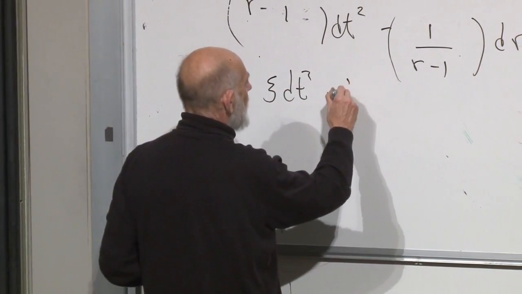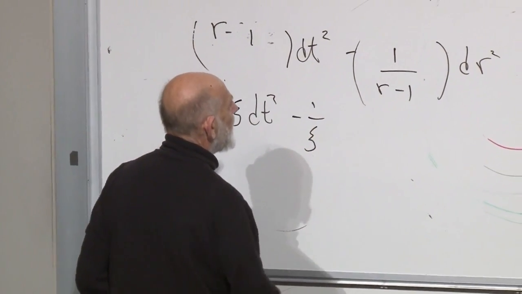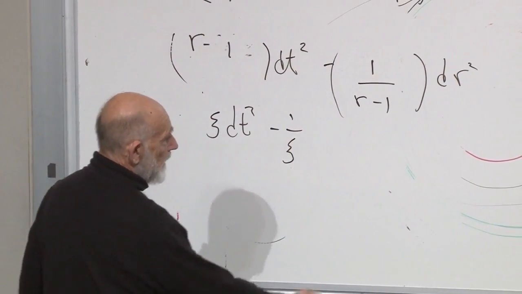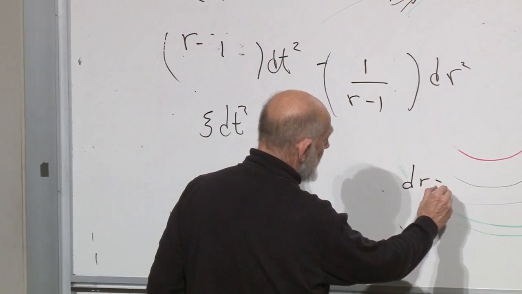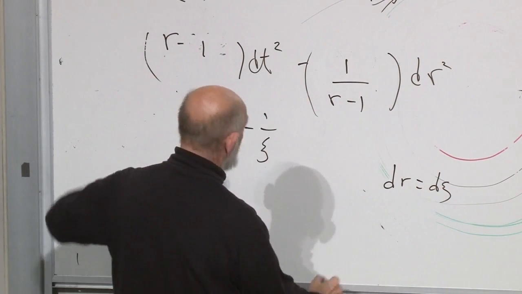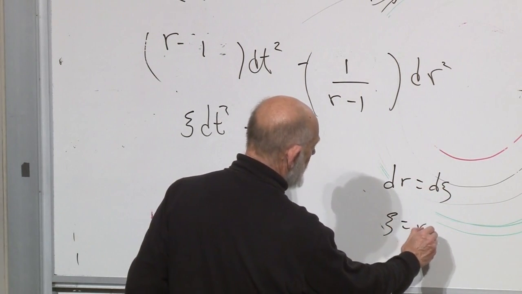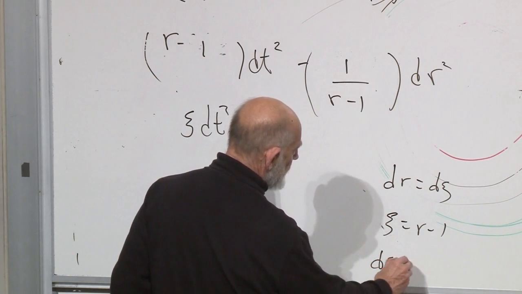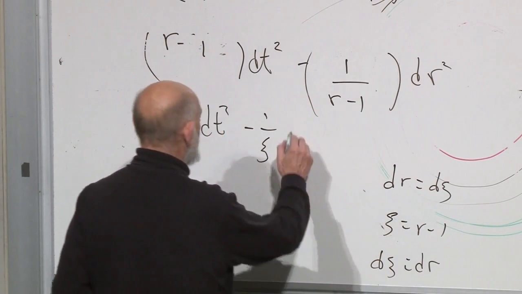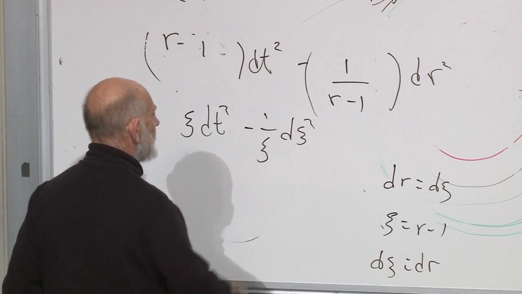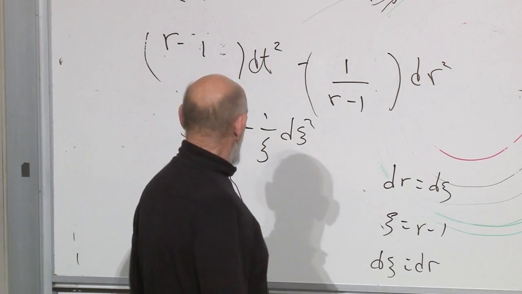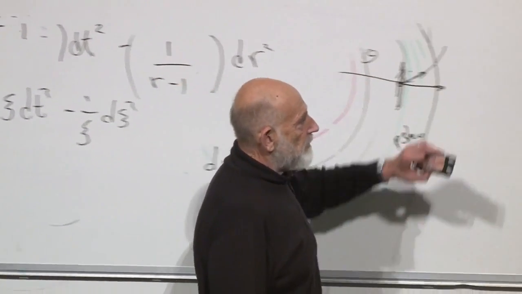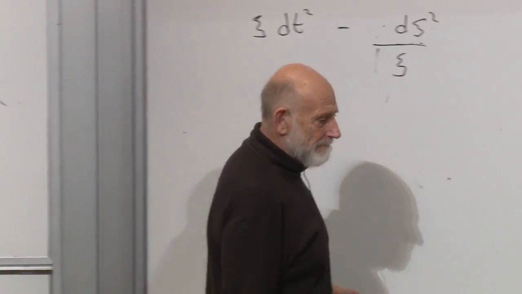This one becomes 1 over xi, the r squared, but the r and dxi are the same thing. Let's see, what was the definition? Xi is equal to r minus 1. Dxi is just equal to dr. So this becomes dxi squared. Exactly what we have here.